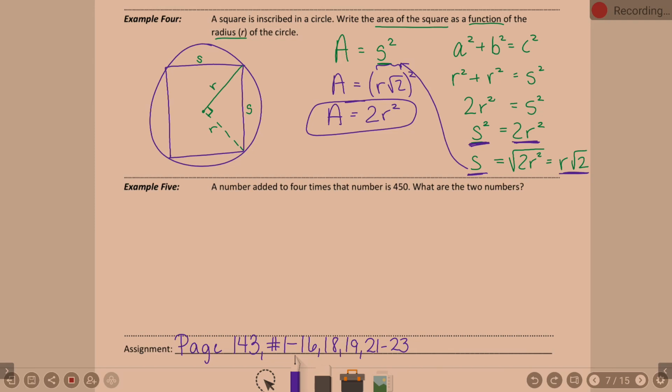Okay. Example 5 then if we're ready. Why is it asking for two numbers in the answer? Okay. A number added to 4 times that number is 450. What are the two numbers? Okay, so there's two numbers we're talking about. A number, and it's added to 4 times that number. So I want to know the number, and I want to know 4 times the number, basically. Oh, okay, you want 4 times the number. Yeah. 90 and 360. Yeah, I agree. Because 90 times 4 is 360. 360 plus 90 is 450.